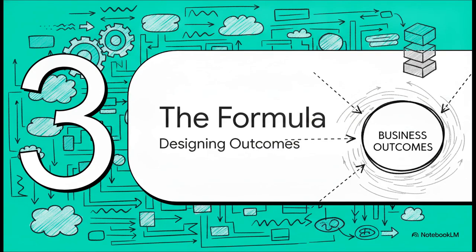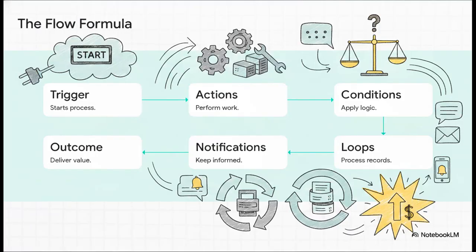Now for Section 3, the Power Automate formula. Let's see how this all builds into the master blueprint and shifts our mindset toward designing actual business outcomes. So the crucial point is this formula. Great developers don't just build flows randomly. They follow a consistent, linear progression.